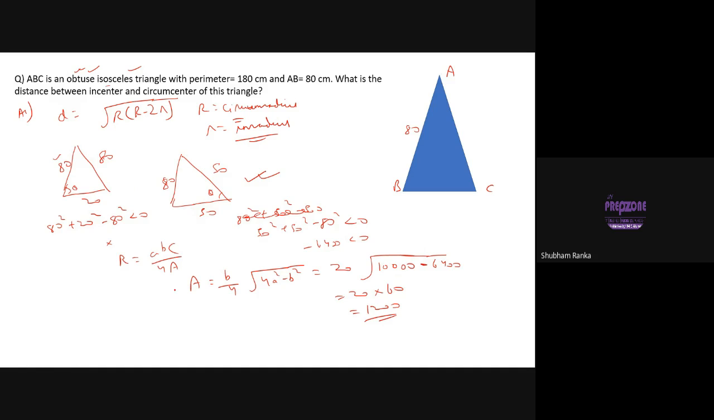So this is the area, and abc we know that is 80 into 50 into 50. Actually we need to calculate this. abc by 4 times the area, capital R would give me 80 into 50 into 50 by 4 times 1200.